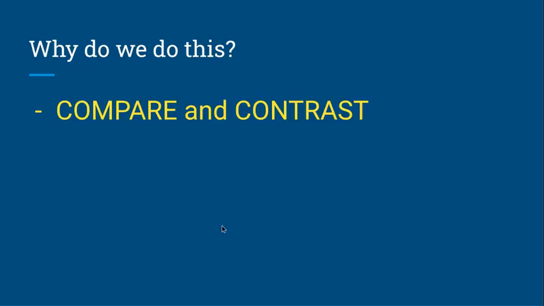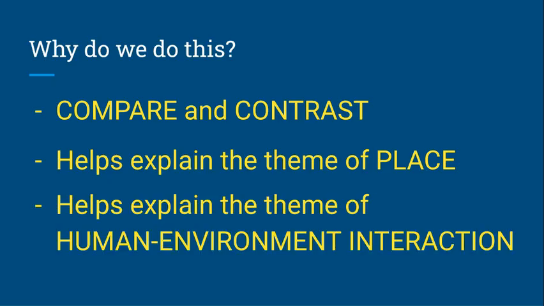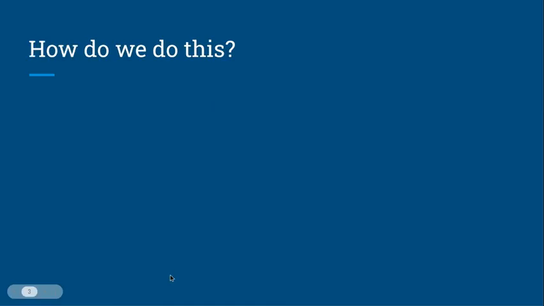One, compare and contrast. It shows us multiple maps. We're looking for the same place, so we can compare and contrast very easily. Two, it helps explain the theme of place, what characteristics make somewhere unique. And the other theme of geography is human-environment interaction. We can compare human features with physical features very easily. So these are some reasons why we would use this.